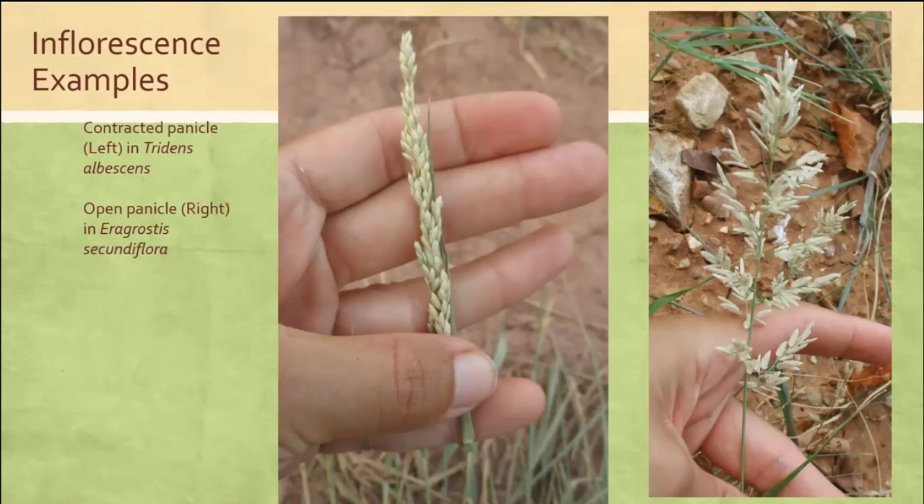We call that a contracted panicle, which just means that the branches never really open up whenever the grass matures. And we'll contrast that with this love grass, this Eragrostis. And Eragrostis has what we call a spreading or an open panicle, which means that you can see clearly where the branches come off of the main stem. And then furthermore, you can see where the spikelets come off of those branches. So these are our examples of panicles.